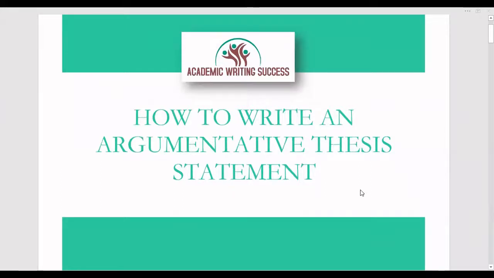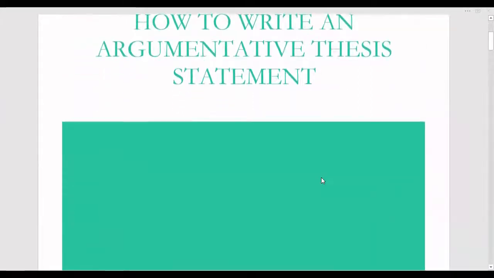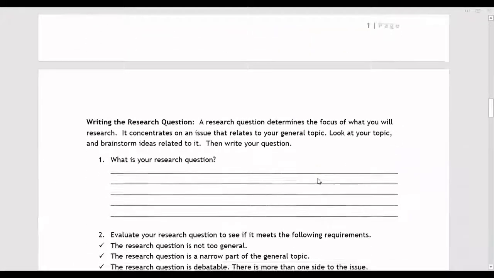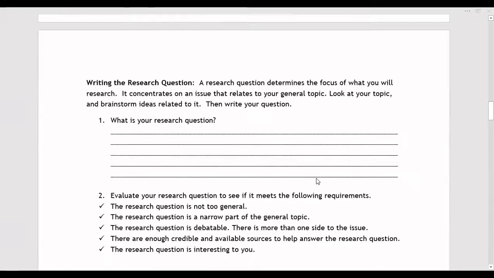Okay, so here it is, how to write an argumentative thesis statement. What we're going to do with an argumentative thesis statement for a paper is begin with a research question. The research question is going to be the first thing, then you go about answering that research question, looking at the evidence, and then writing your thesis statement.